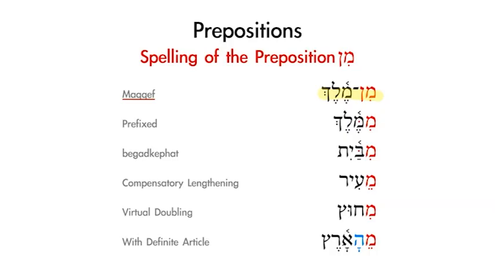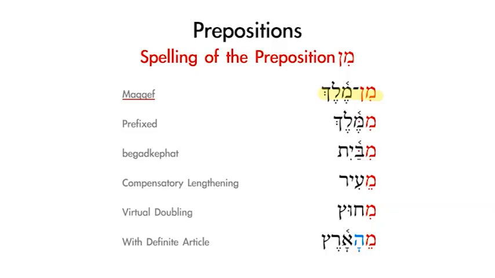Now, when the min is prefixed to its object, the nun of the preposition min is going to disappear as the nun and reappear as a dagesh forte in the first consonant of the word to which it is prefixed, very much like the definite article. So the nun is lost, but a dagesh forte is added, and here's why. In Hebrew, nuns love to disappear and then reappear as a dagesh forte in the word to which they're prefixed.